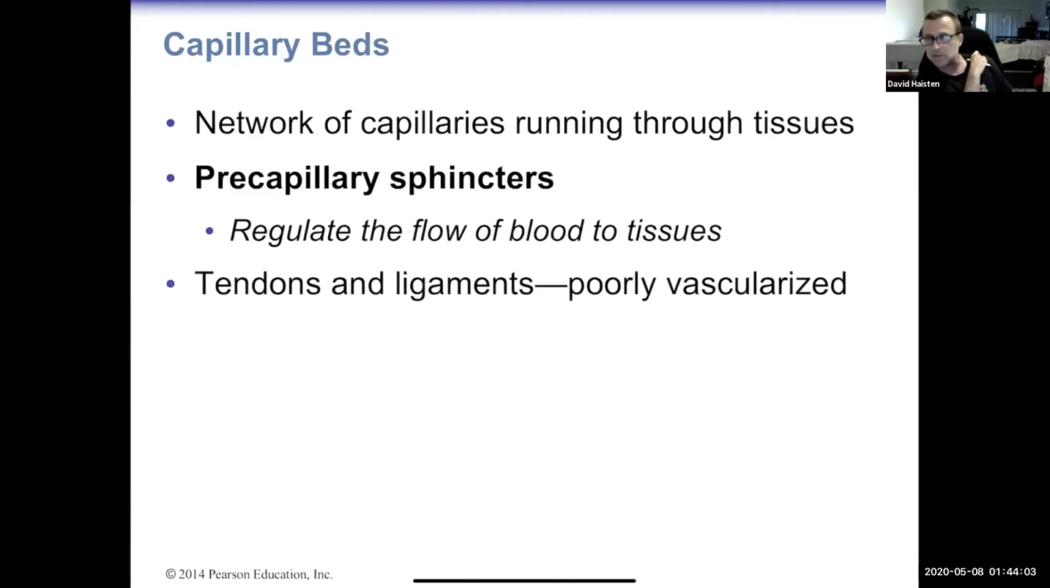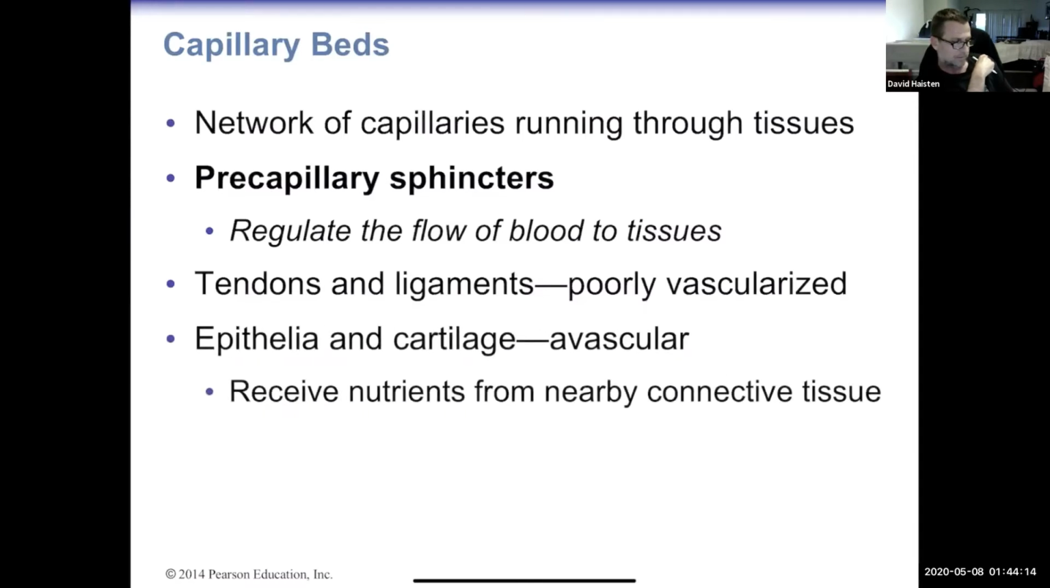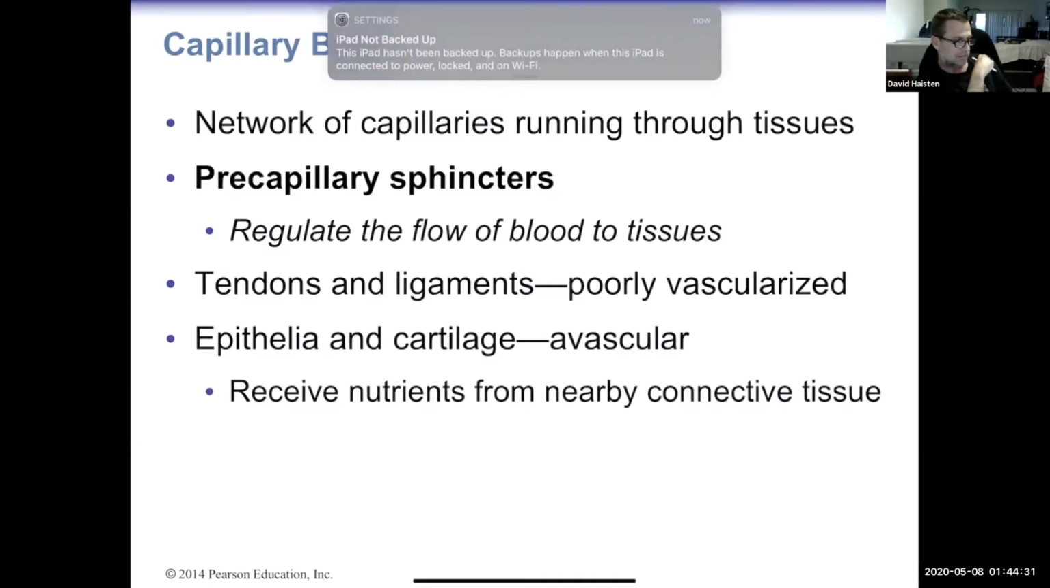In general, as far as your tissues go, who's getting blood? Tendons and ligaments are poorly vascularized. We already know that. Dense connective tissue sucks. Slow to heal. Dense regular, that is. Epithelia is always avascular, always relies on diffusion. And cartilage is avascular. Cartilage will not heal if it tears. So these two need nutrients from nearby connective tissues.